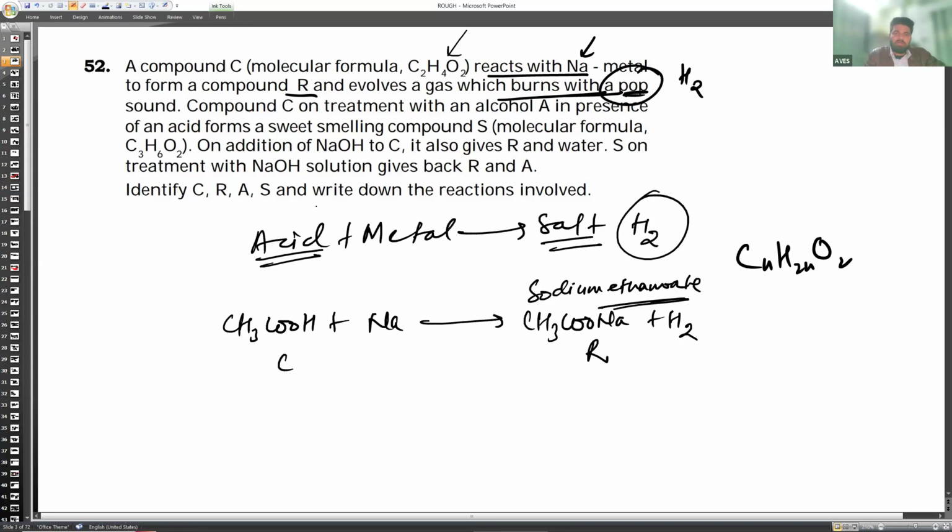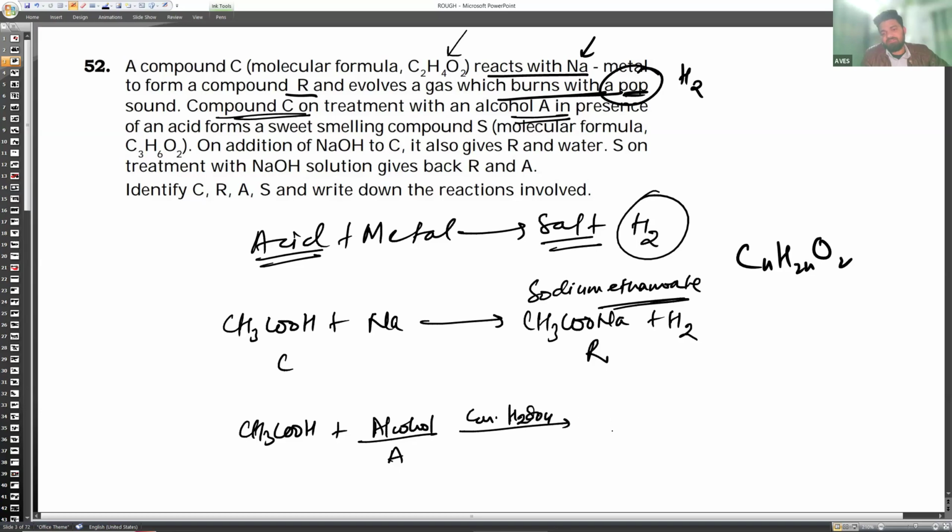Now, if I talk about this one, compound C on treatment with alcohol A. So what is compound C? This is CH3COOH. On treatment with alcohol A, it is not mentioned, but it is saying that it is an alcohol, in the presence of concentrated sulfuric acid.